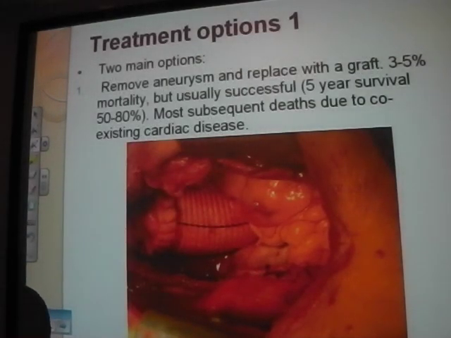This is where they've obviously opened the abdomen and replaced it with a graft. As you said, it says 3 to 5% mortality. It's probably better now. 5-year survival is 50 to 80% because you can get a reaneurysm, you can get some sort of failure in that graft, and also subsequent deaths due to coexisting cardiac disease.